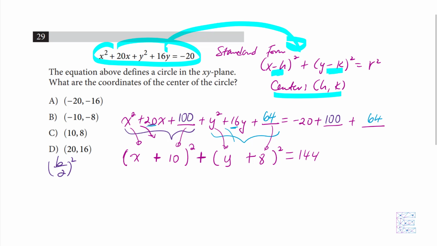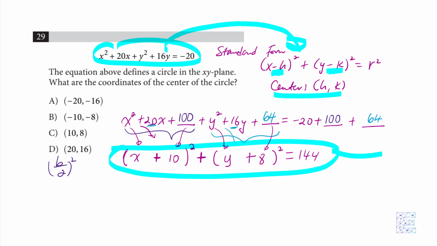So now we can see that our equation is in the form that we wanted. This is the same circle in standard form. Remember, to find the center, simply switch the sign of h and k. So h here is 10, so it'll be negative 10. And k is positive 8, so it'll be negative 8. That makes B the answer to this question.